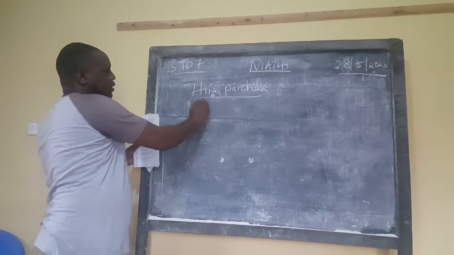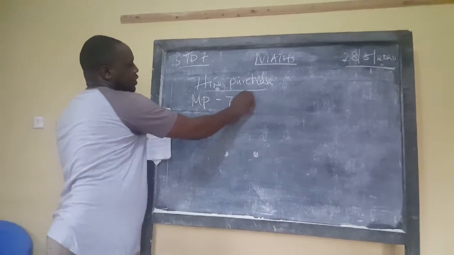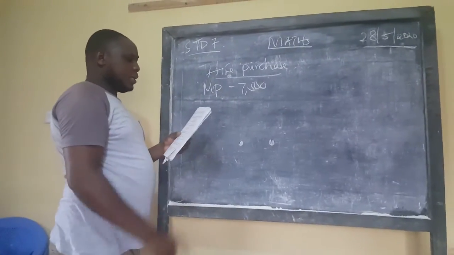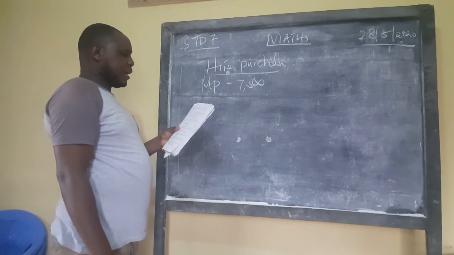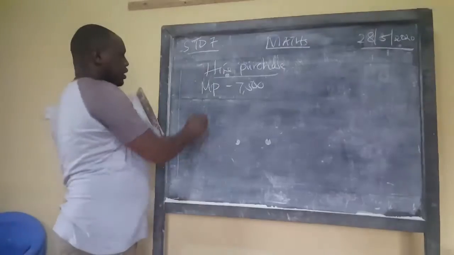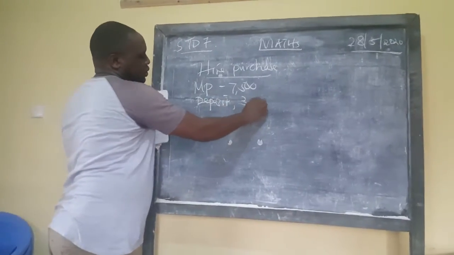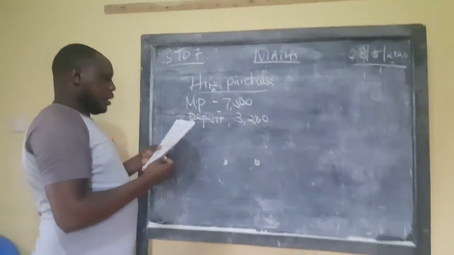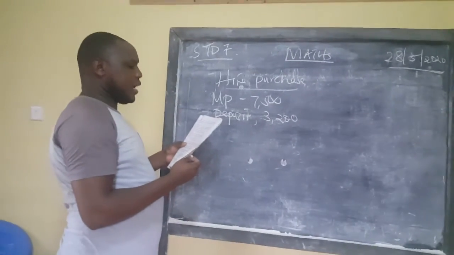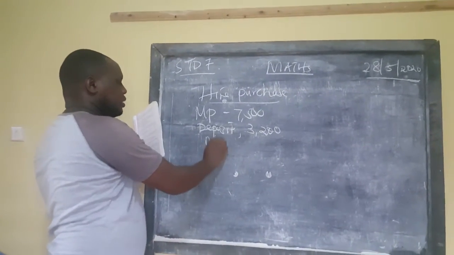So the market price, 7,500. She bought it on hire purchase by paying a deposit of 3,200, and 7 monthly installments of 900 each.